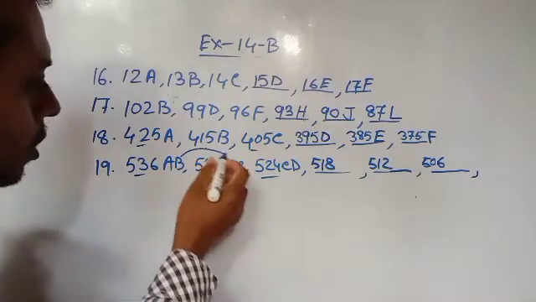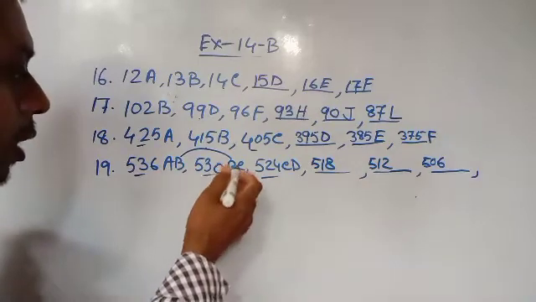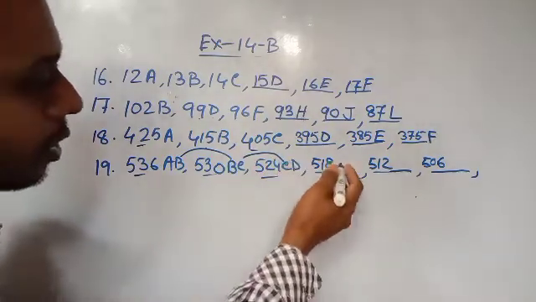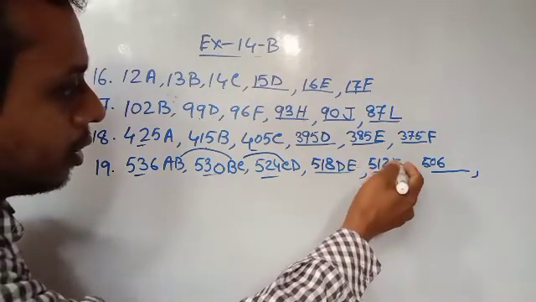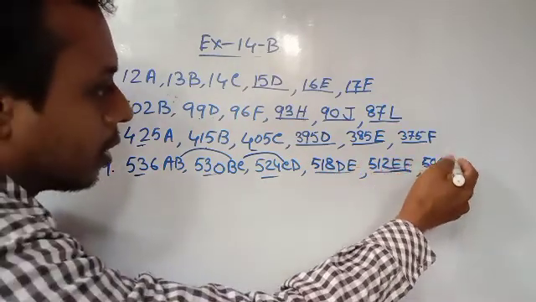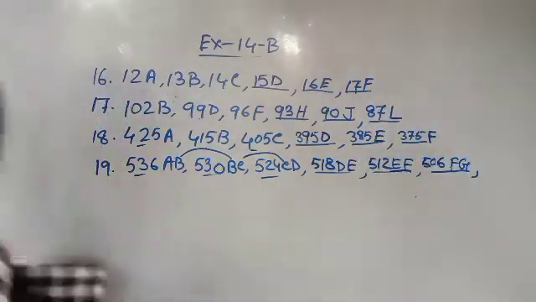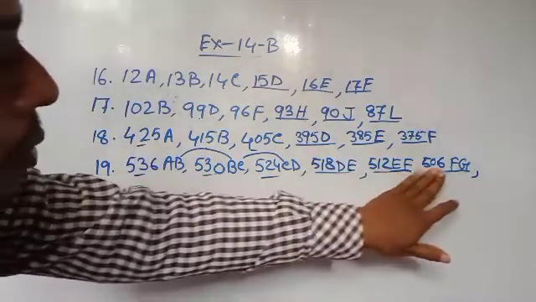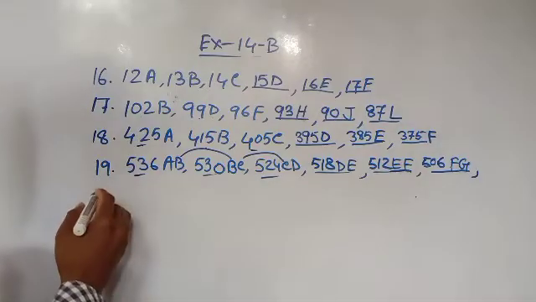Now AB, BC, CD. AB: the last alphabet is B, so BC. Then C is there, then next one, D will be there. D, then E. Then here it will be EF, then FG. So this way first you see the numbers which they have written. In a similar way, you write the numbers first, then see the alphabet and accordingly you write.